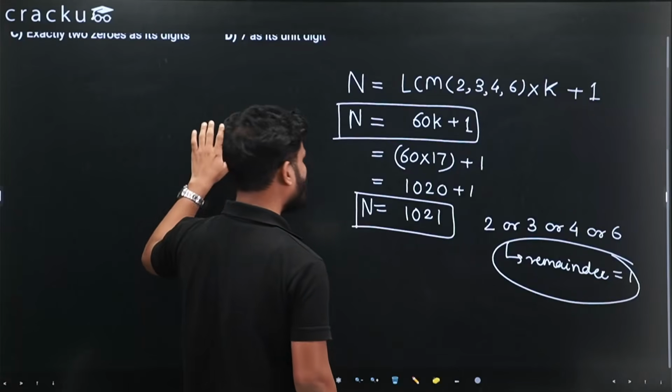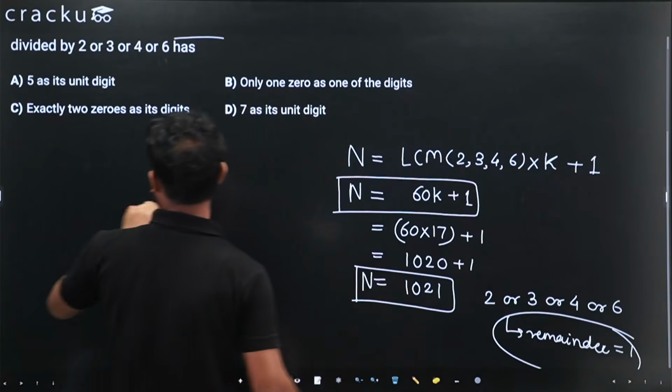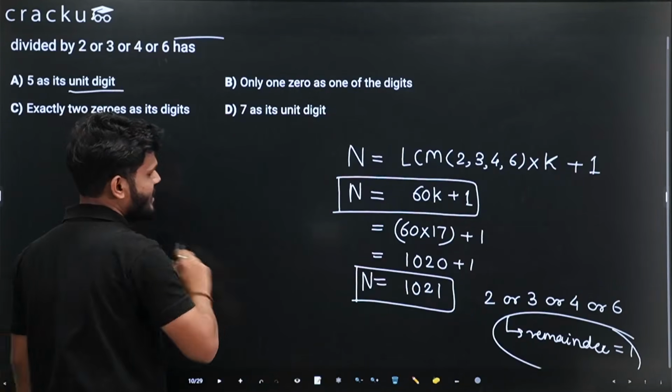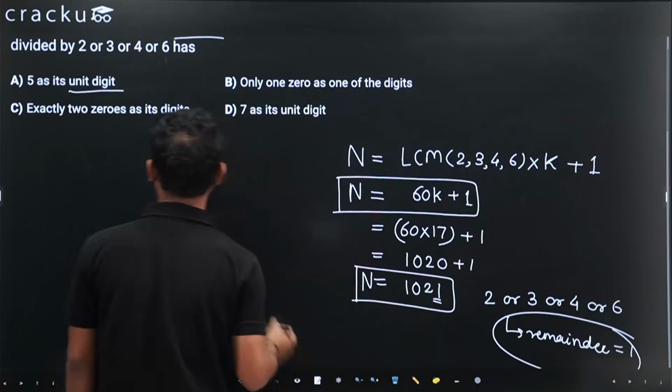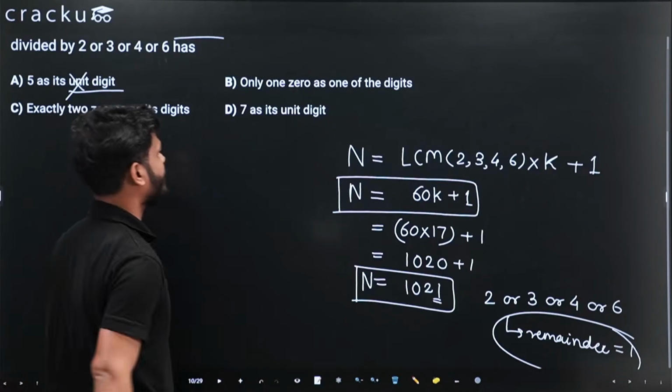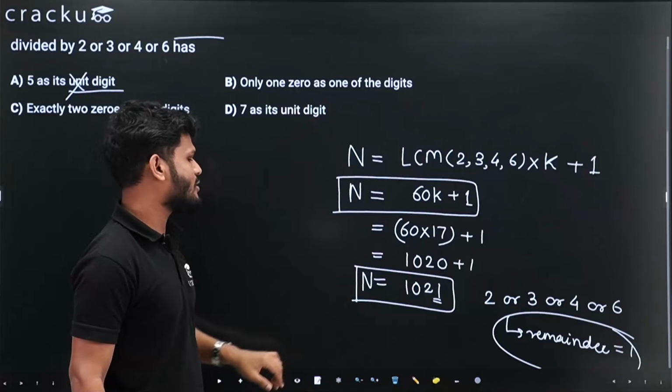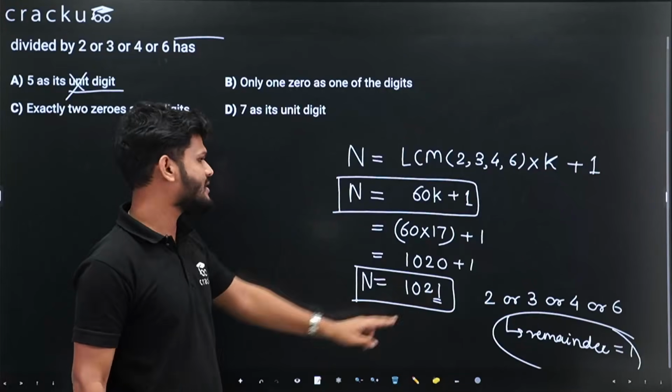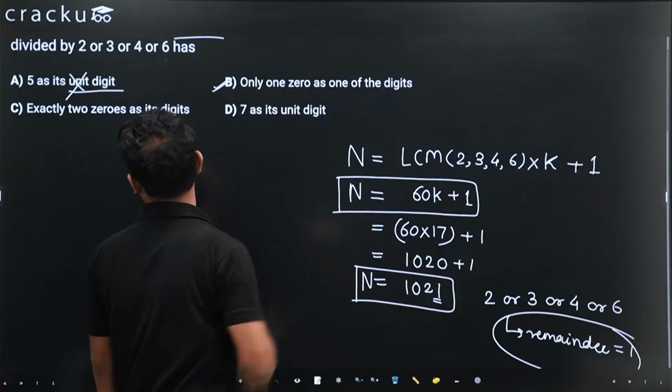Okay. Now let us check the options. This number has 5 as its unit digit. Does it have 5? No, it has 1. So this option is not correct. Only one 0 as one of the digits. Yes, it has only one 0. So option B is the correct one.